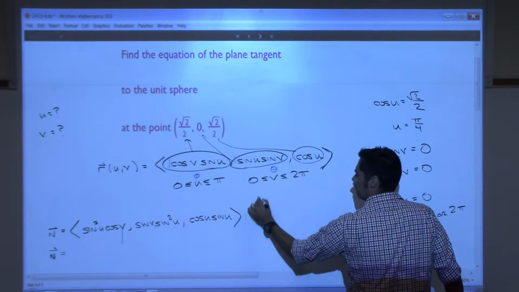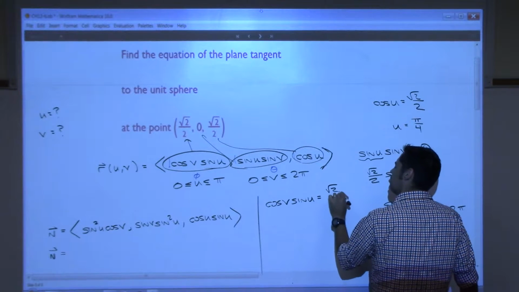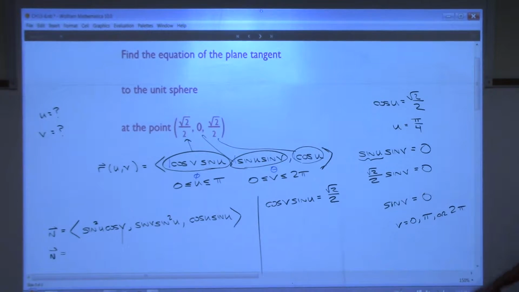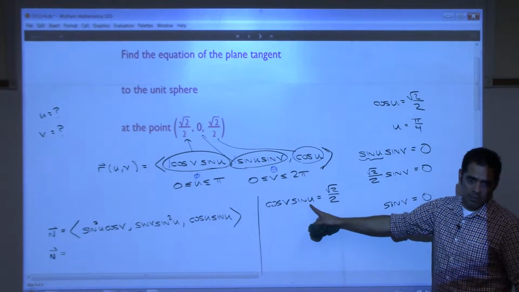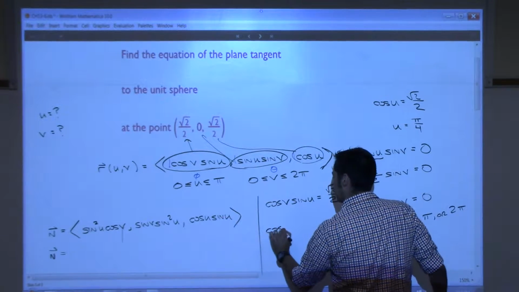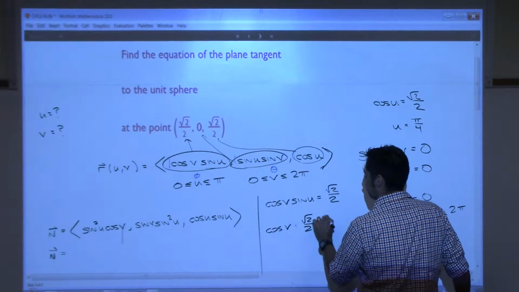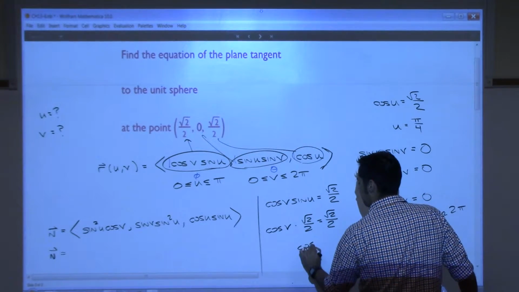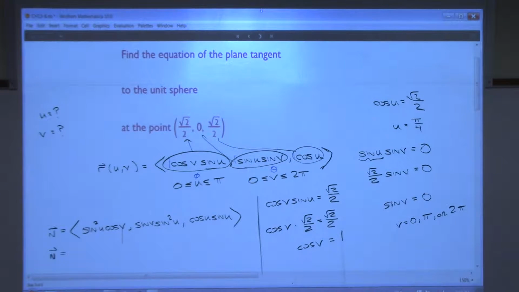Cosine v sine u must be root 2 over 2. We know what u is, right? U is pi over 4. Then this would be sine of pi over 4, which is root 2 over 2. So cosine v times root 2 over 2 must be root 2 over 2, which means cosine of v must be what? 1. Where's cosine 1? 0 and 2 pi? Okay, 0 and 2 pi.